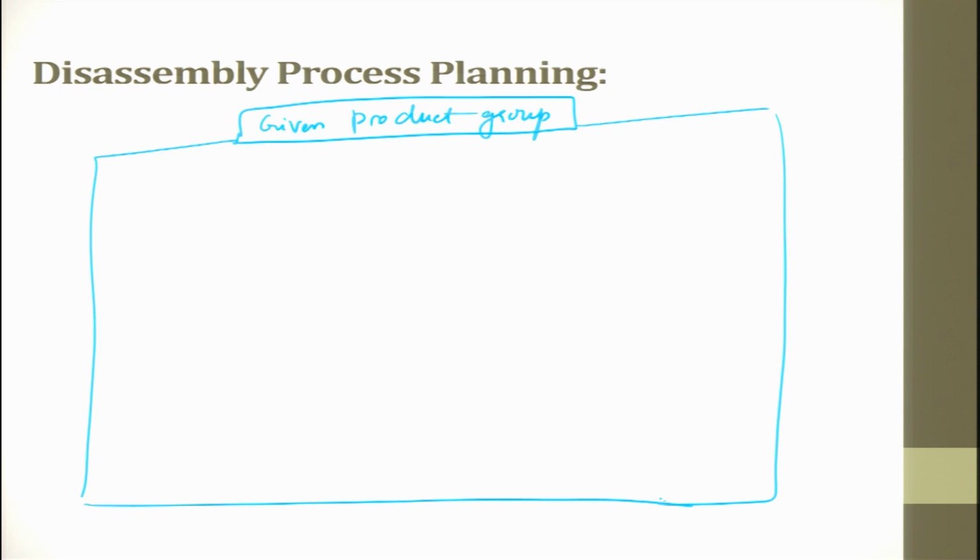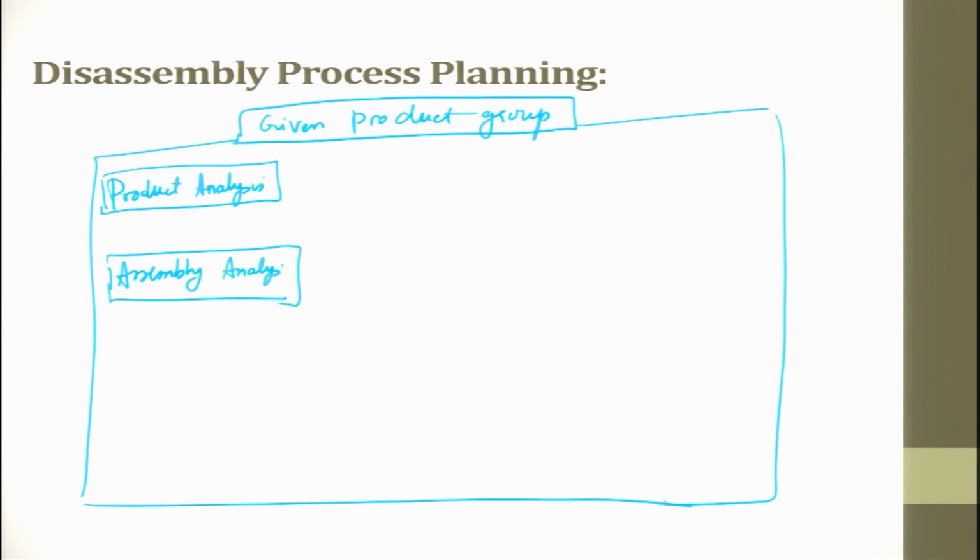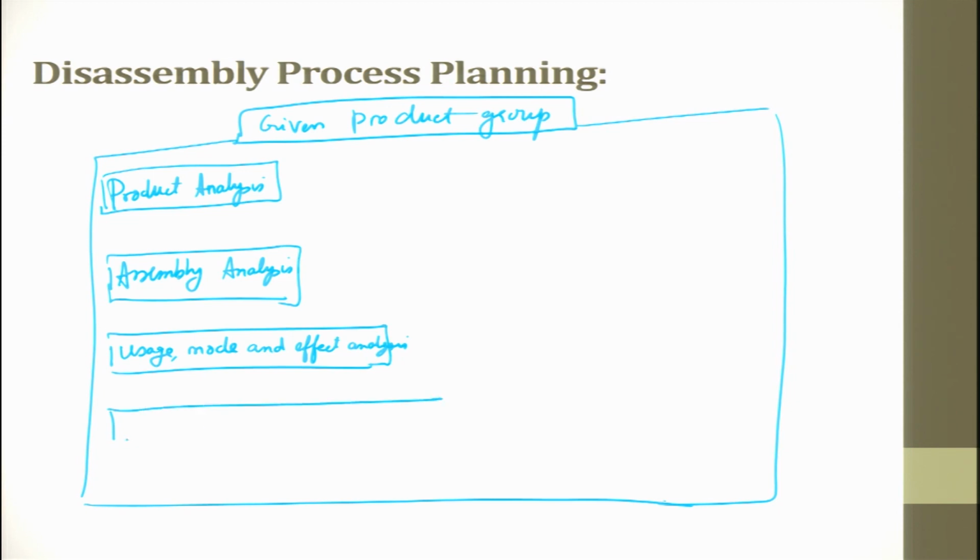So, given a product group, you have product analysis, you have assembly analysis, you have usage mode and effect analysis, and then you have determining dismantling strategy.